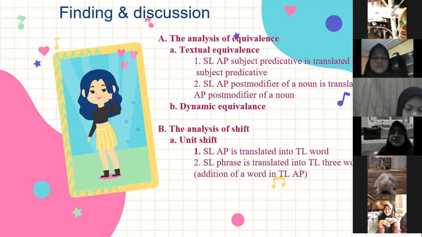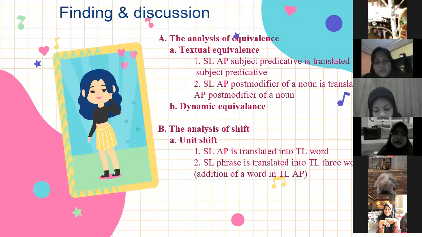B. The analysis of shift. A. Unit shift. Number one, there are two parts of this unit. One, a source language adjective phrase is translated into a target language word. The phrase "very weird" is made up of two words. It is an adjective in the target language and its translation is "aneh". When a unit at one rank in the source language becomes a word at another rank in the target language, this is known as unit shift. For instance, a sentence to a word.